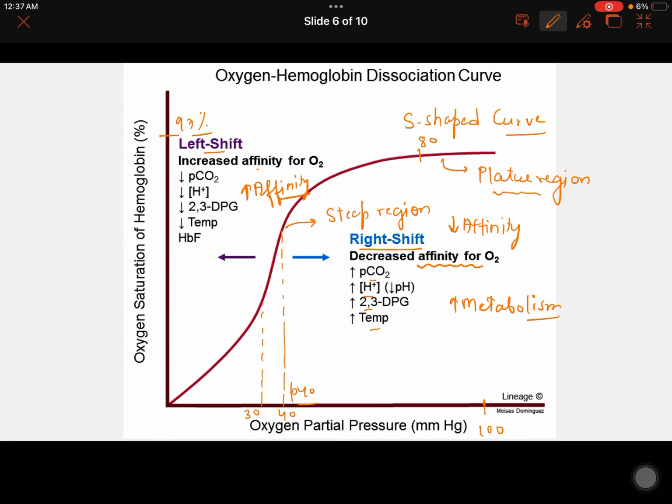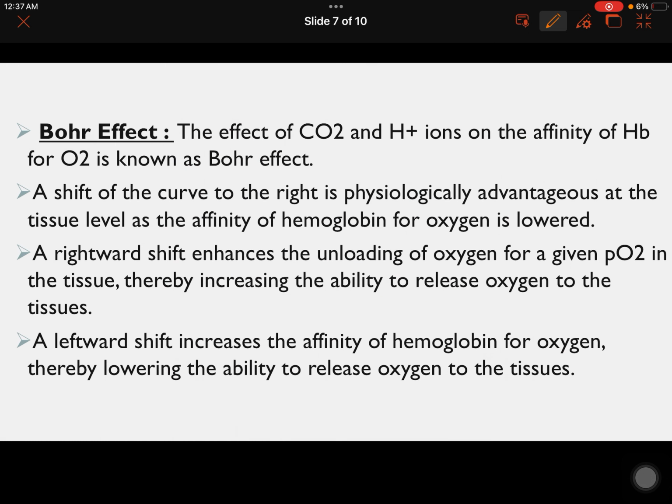So the binding affinity of the oxygen with the hemoglobin will be more only, whereas other factors like partial pressure of carbon dioxide, hydrogen ions, 2,3-DPG, temperature, all of them will be decreasing. Even the HbF, okay, this will be shifting the curve towards the left side, right? So I hope there is no confusion.